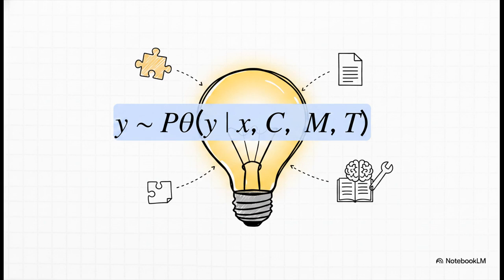So let's take one last look at that blueprint. It's not so scary now, is it? We can actually read it like a story. It's saying the output, Y, is a guess picked from a range of possibilities, and those possibilities are shaped by the model's training, theta, based on our input, X, the short-term context, C, its long-term memory, M, and any tools, T, it has access to. See? It all just clicks into place.